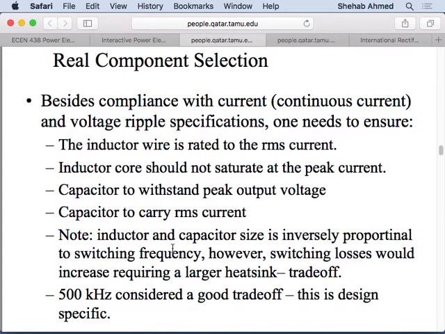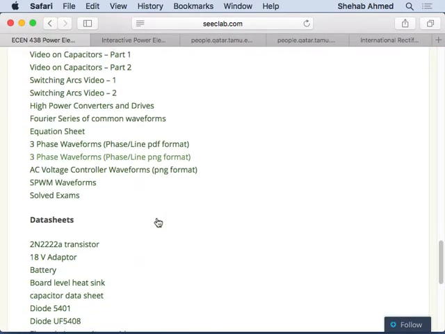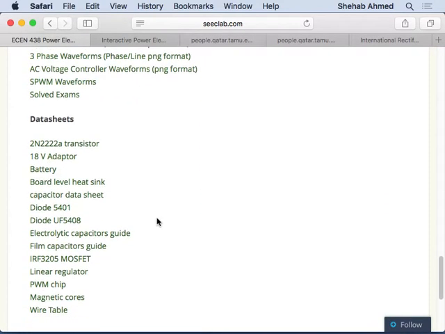Okay, so similar stuff happens for practical inductor selection. So I think with the data sheet that I have for the inductor on the website here, for example, do I have it?